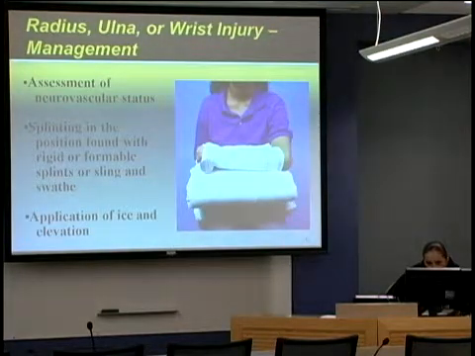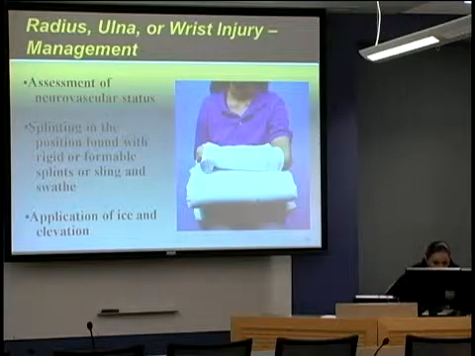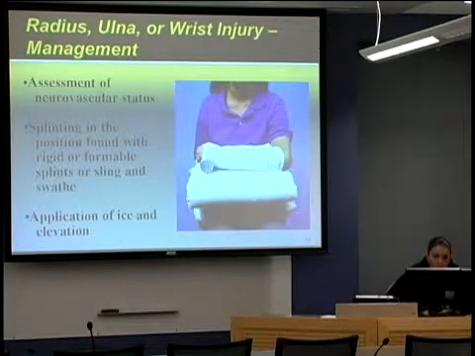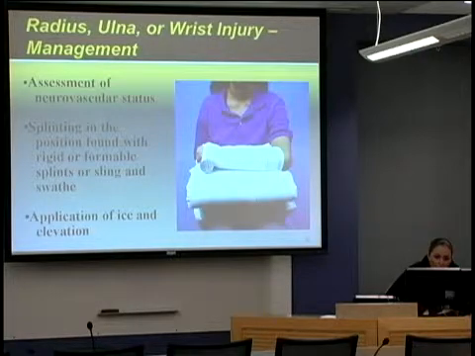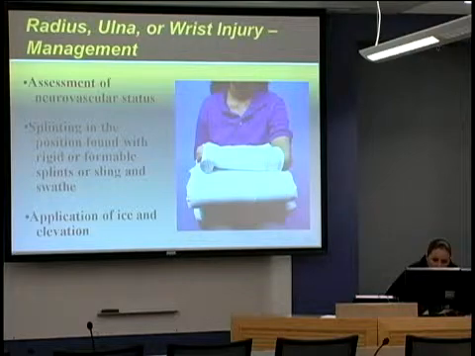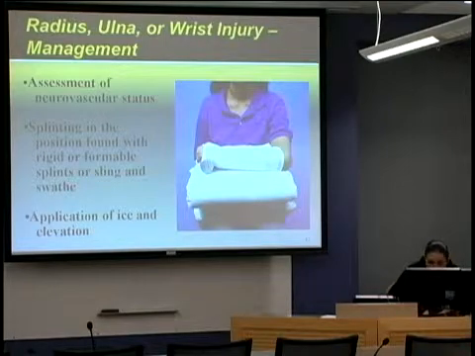So management of the radius, ulna, or wrist injury starts with a neurovascular status exam. Splinting in the position found with a rigid or formable splint or sling and swath, and application of ice and elevation of the extremity.